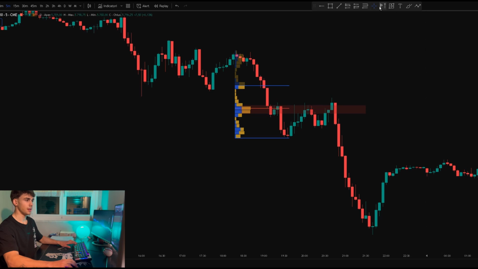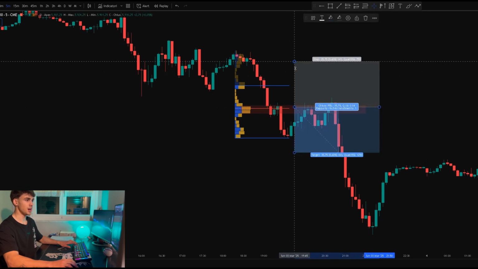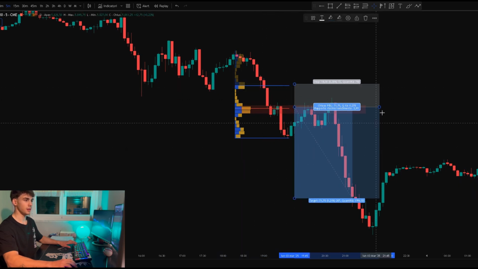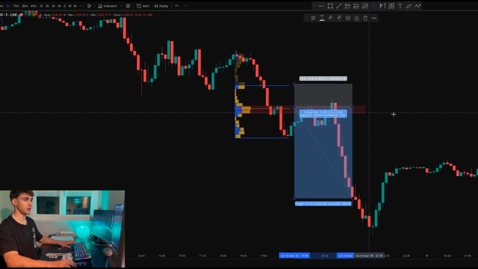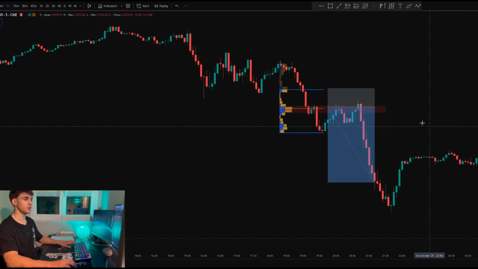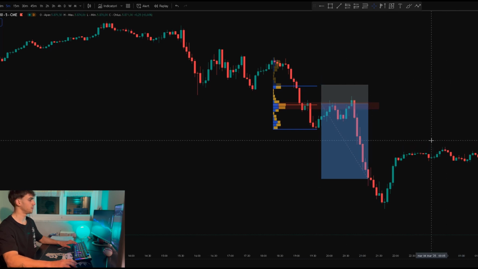So you could have entered a short position here with a stop loss just above the value area and a short continuation to the downside. And look at this trade. Really easy, good profit, good confirmation, and there it is.